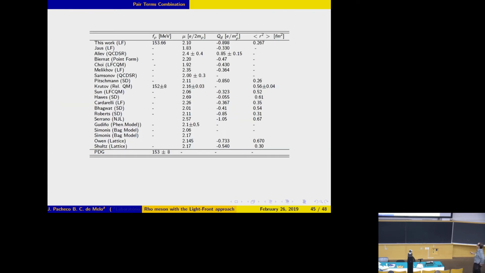And this compares light-front models with another model. For example, Gauss, long time ago, light-front, QCD sum rules, point form. For students, point form, in the paper of Dirac, 49, is another form of dynamics. You can use point form. Choi, Melikov, light-front QCD sum rules, Schwinger-Dyson, relativistic quantum mechanics, light-front constraint quark model, Schwinger-Dyson, light-front. Then you compare. And also Lattice. It is not so far from the light-front results.